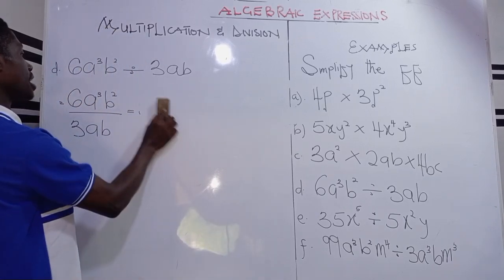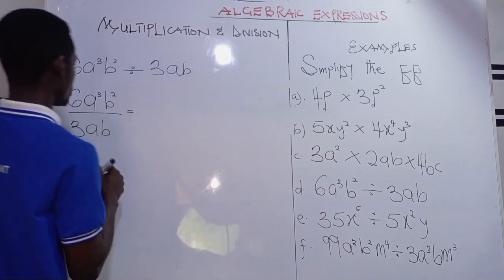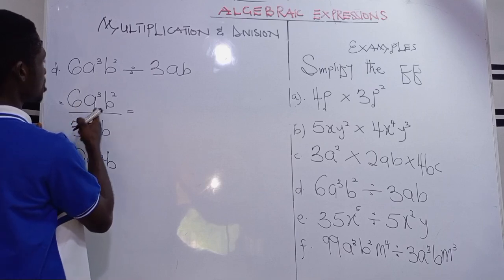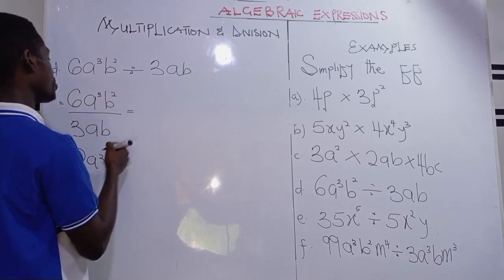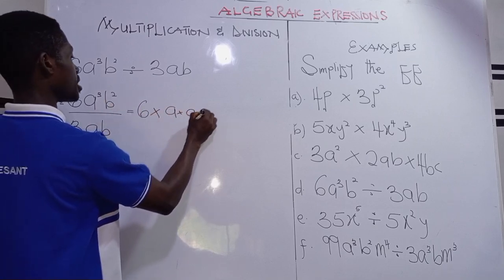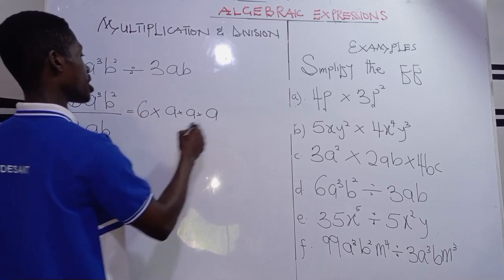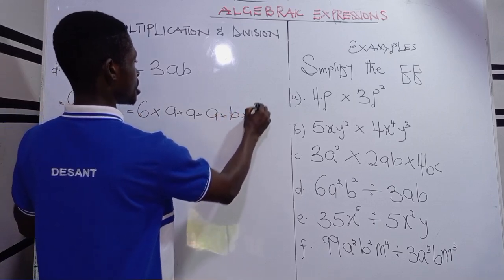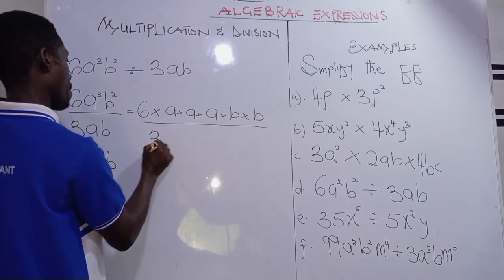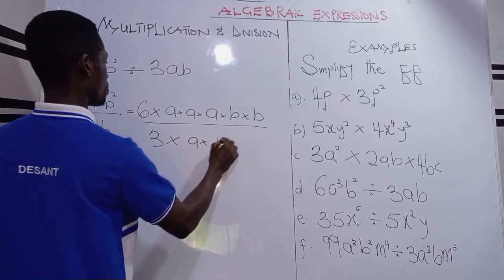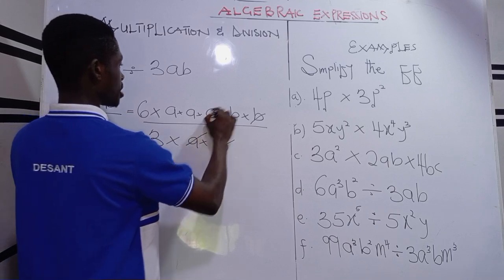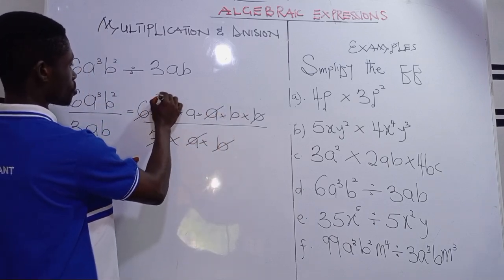Now with this also, we know that, so we had 2a squared b. Now 6a cubed times b squared means 6 times a cubed, which means a times a times what? A. And b squared means what? B times b. And then we have divided by 3 times a times what? B. So we know that b will cancel b, a will cancel a, 3 into 6, 2.